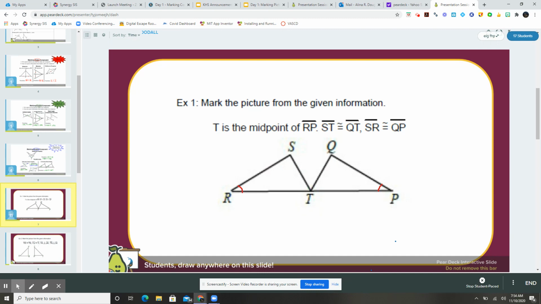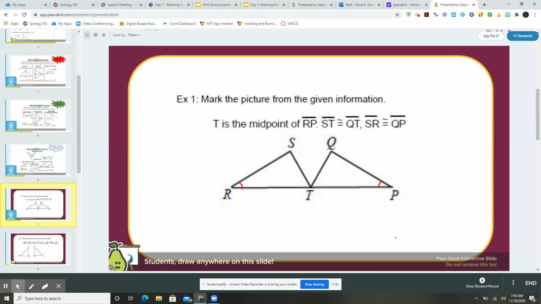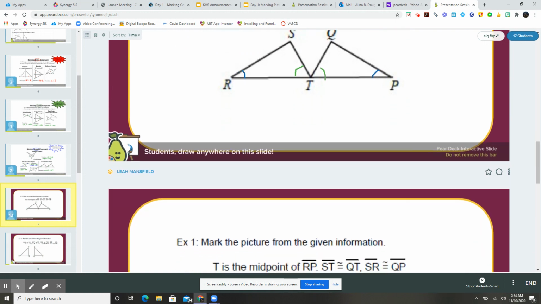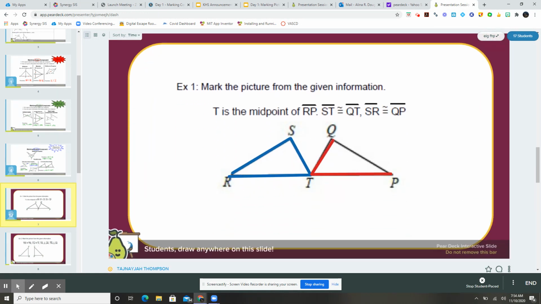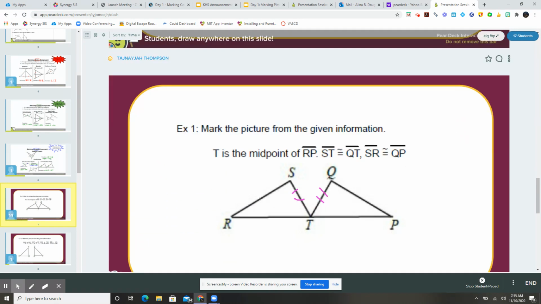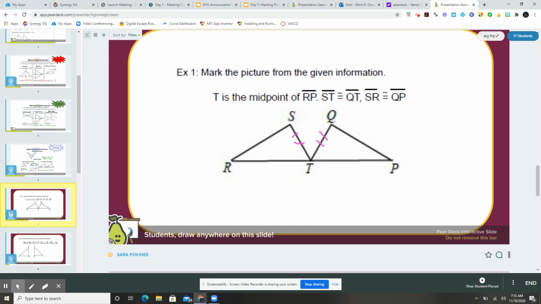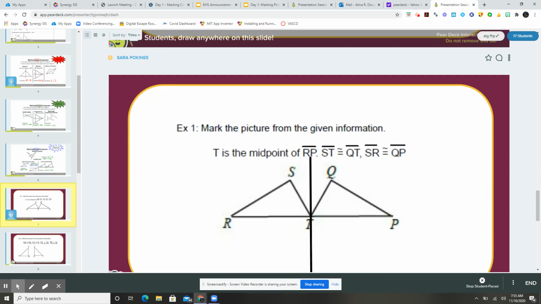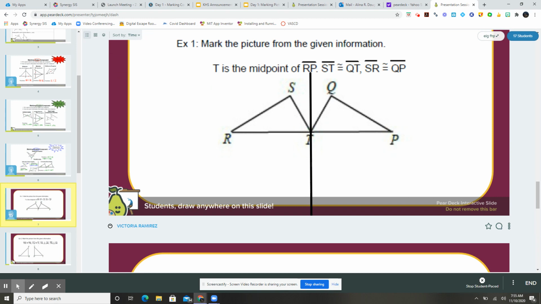If you're marking with different colors, that's great. We haven't been told anything about angles, so you can't mark angles. We have been told things about sides, however. So when you mark the sides, you want to mark them with tick marks. I would mark your first set with 1 tick mark, your second set with 2 tick marks, and your third set with 3 tick marks.